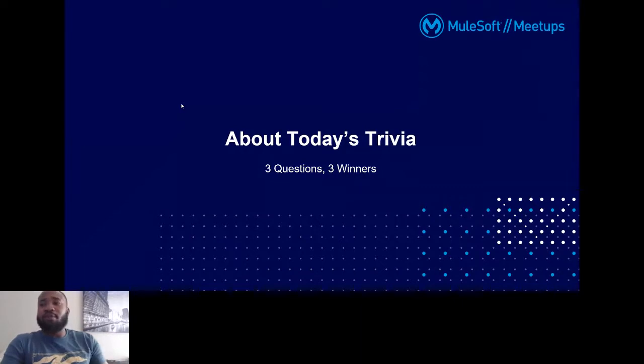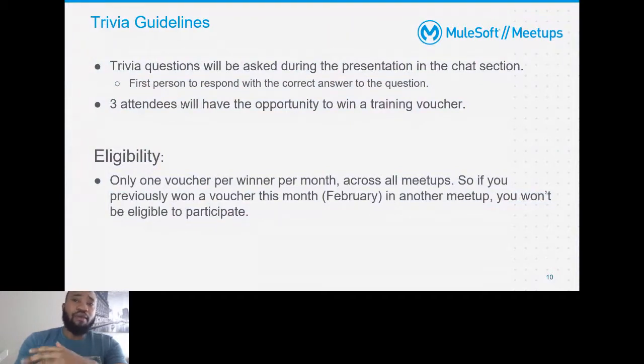And just a quick note about today's trivia. Just like any of our meetups, we have 3 questions and 3 winners. Prior to now, we used to use Kahoot. We've experimented with a couple of other platforms, but we're just going to keep it simple. During the presentation, while our main speaker is presenting, 3 questions will be asked in the general chat window. The first person to answer the question correctly will have the opportunity to win a MuleSoft training voucher. All right.